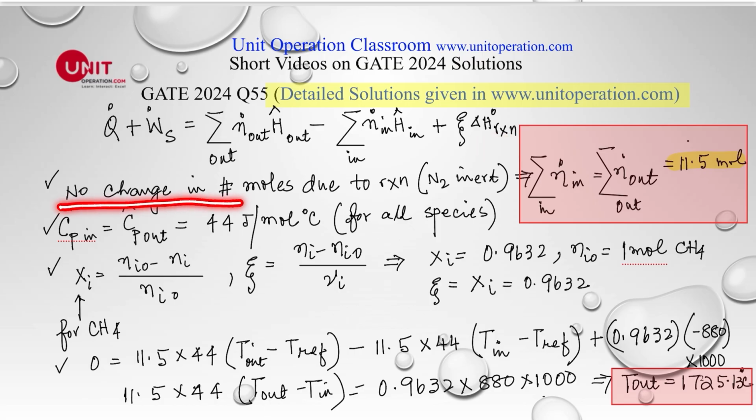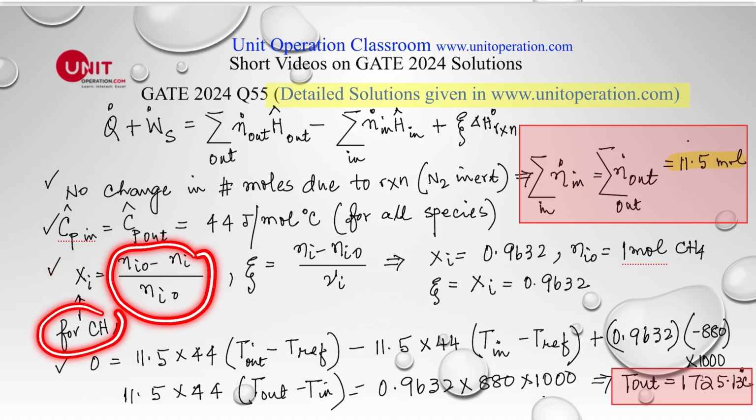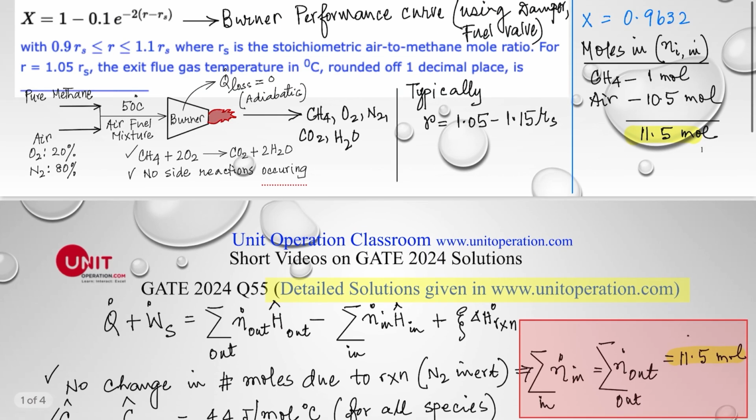So there is no change in number of moles due to reaction. What we have seen, this is equal to this. And Cp in is Cp out. So that's given. The conversion is, of course, given by this reaction. So for methane, this would be the number of moles of methane entering minus the number of moles going out, divided by the number of moles entering, and this value is 0.9432 we have calculated. How have we calculated that?